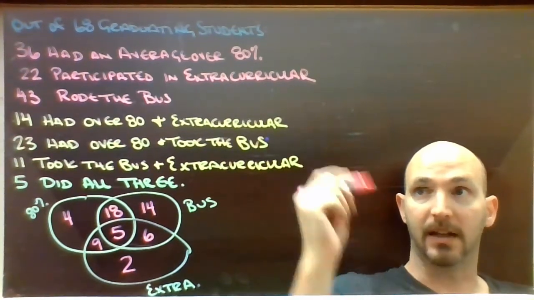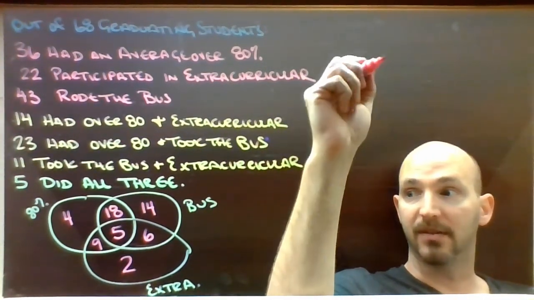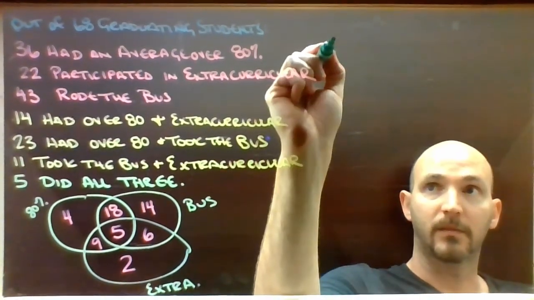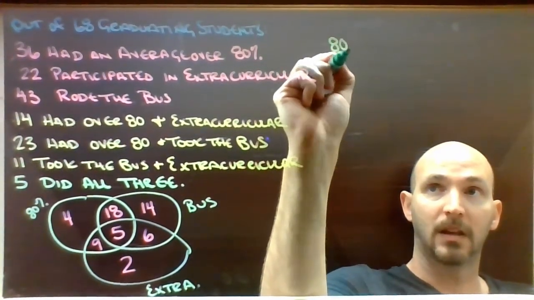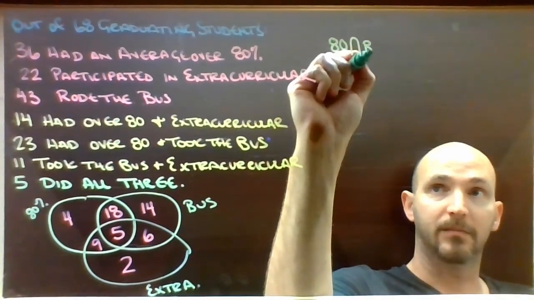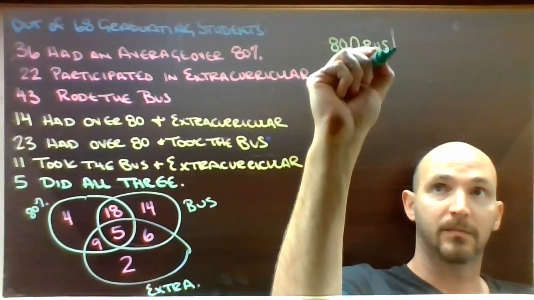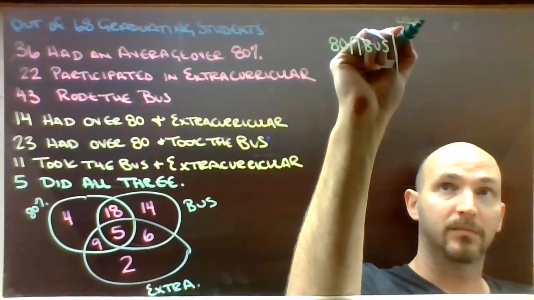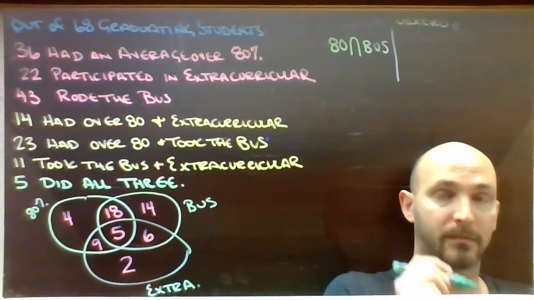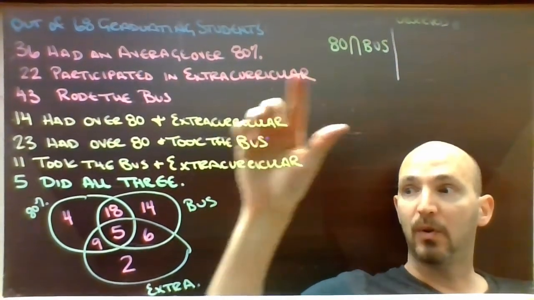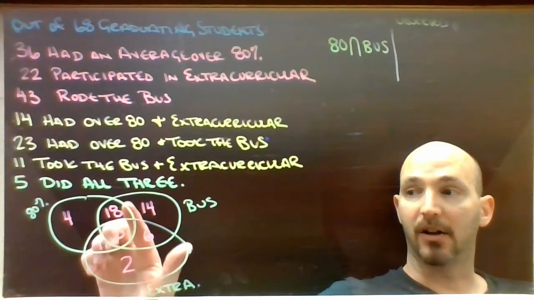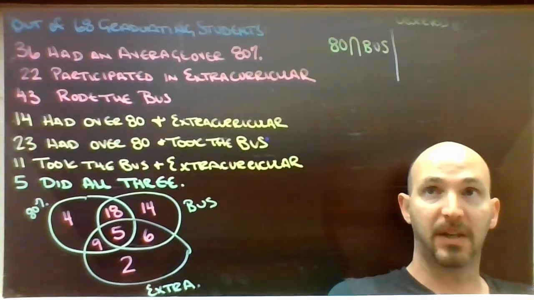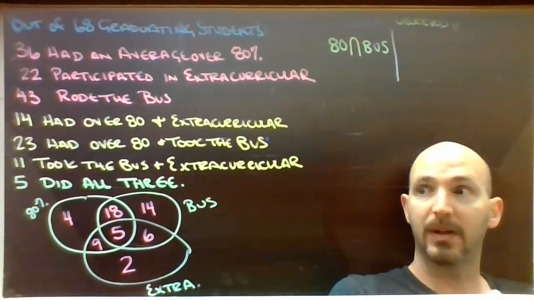So in my chart, I'm going to have some combinations. So I'm going to do 80s and bus. Now, observed: people who got an 80 and took the bus are here. That's 23 out of the 68 people. So I'm going to jot that in there. 23 out of 68.